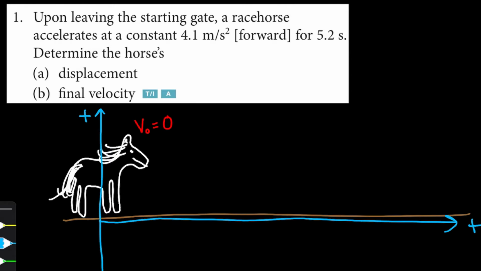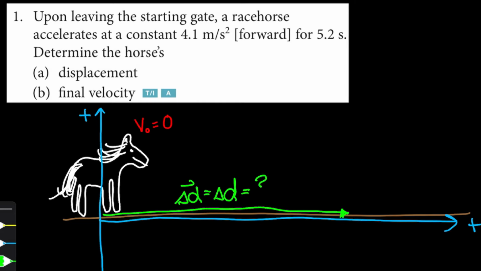The first vector that we want to take a look at is going to be our displacement vector. So here we are assuming that the motion is in one dimension and the horse moves to the right. So our displacement vector is only horizontal and it points to the right, which is why we take it as positive, and this is our unknown. That's what part A was asking us. What is the displacement?